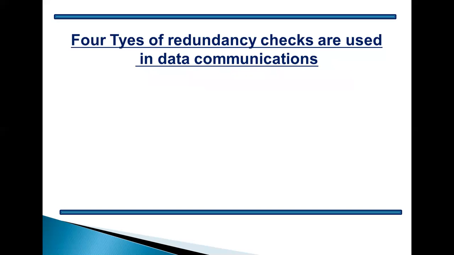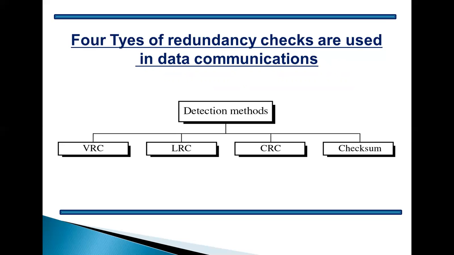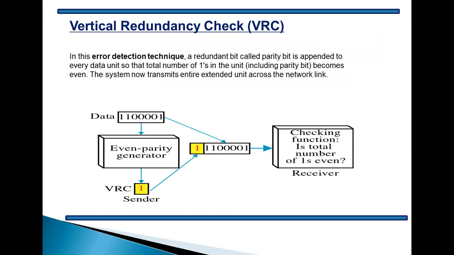Okay, now let's discuss error detecting techniques. 4 types of redundancy checks are used in data communication: VRC, LRC, CRC, checksum. Okay, first one. What is a VRC? Vertical redundancy check is called VRC.